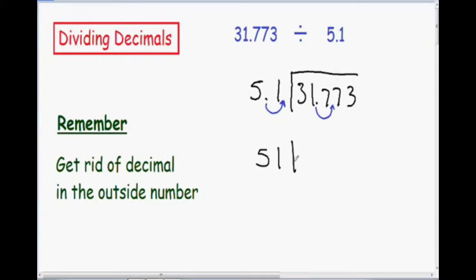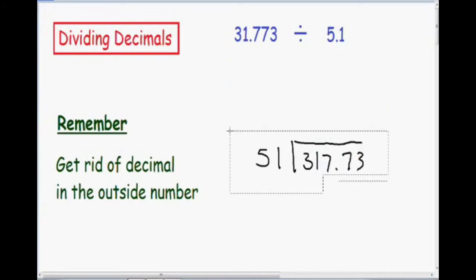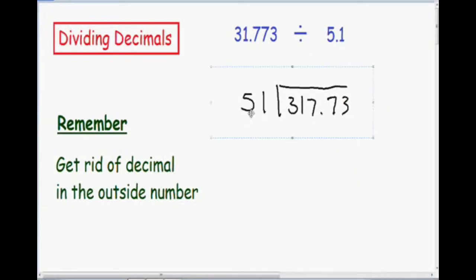51, and our 31.773 becomes 317.73. So 31.773 divided by 5.1 is exactly the same as 317.73 divided by 51. So now I'm just going to give myself a little bit more space and erase this on the top. And I'll move this a little farther up. So now that we got rid of the decimal in the outside number, we can just divide this using normal long division. So let's just get started right away.